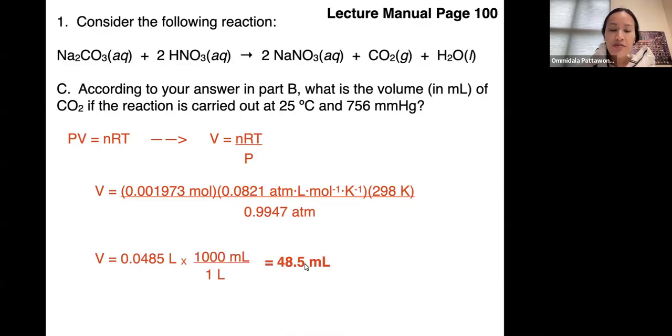What does it mean? It means that with the concentration and volume that you have from part B, this is how much CO2 can be made. If you run this reaction, this amount of CO2 will occupy this much space, which is going to be 48.5 milliliters. So if you run this in the eudiometer, such as in the lab, this is going to be the reading that you will read from the eudiometer.